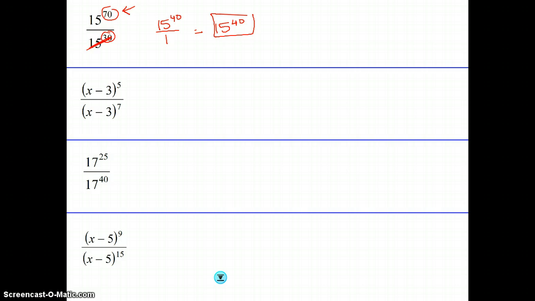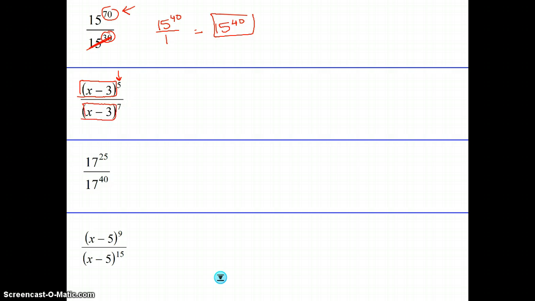Down below, it looks a little weird, but this is also the same thing. Your base is now x minus 3, all raised to the 5th power. And in the denominator, your base is x minus 3. It is being raised to the 7th power.